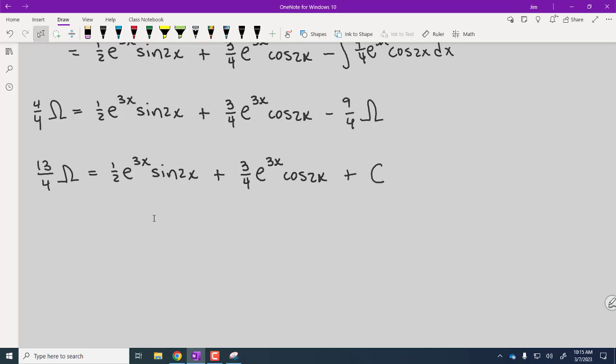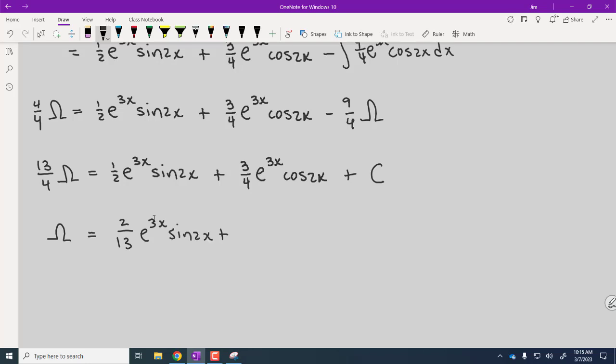And now our last step is to isolate omega. So we multiply both sides by 4 over 13, the reciprocal. Reciprocals multiply to 1. So we multiply by 4/13. 4/13 times 13/4 is 1. The 4 is going in the numerator, so this is going to be 2/13 e to the 3x sine 2x.